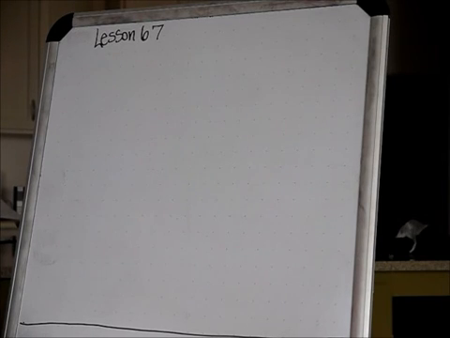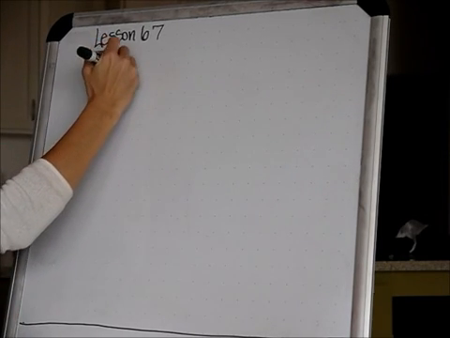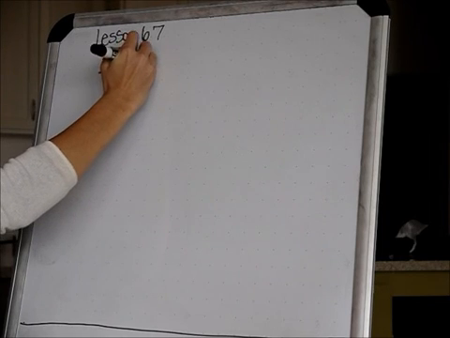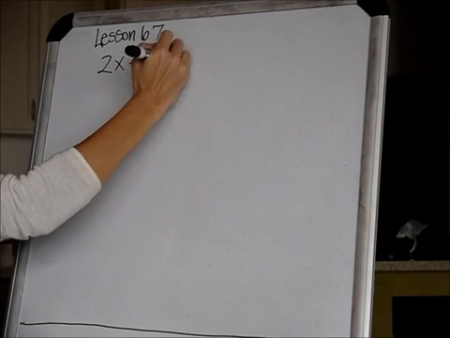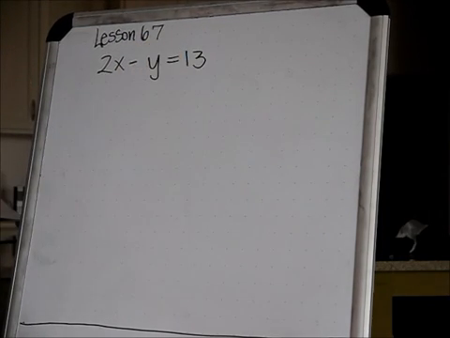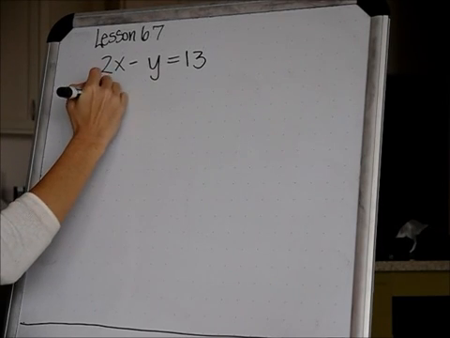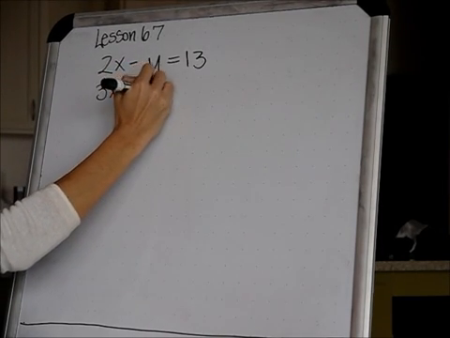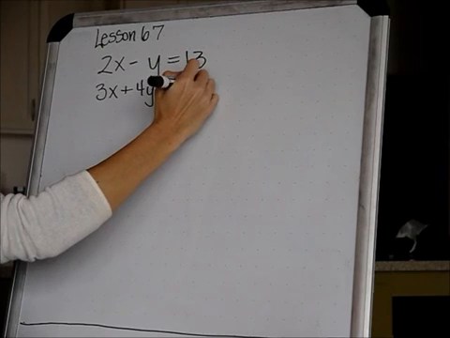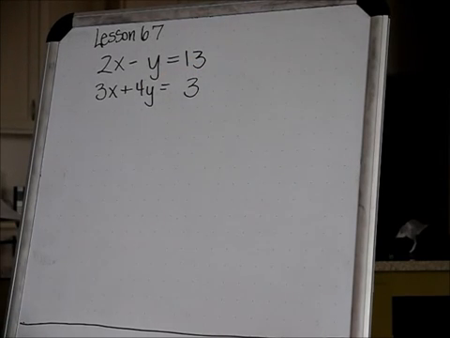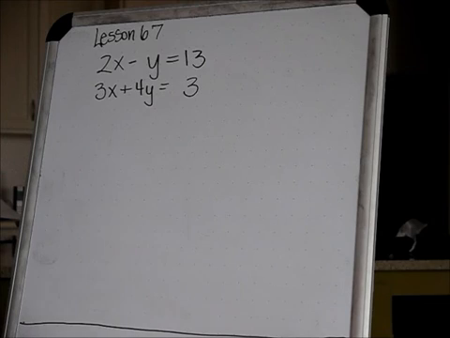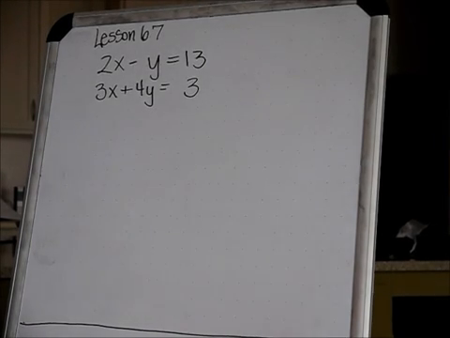All right, we're going to look at example 1. I do think this is in your notes. 2x minus y equals 13, right? And 3x plus 4y equals 3. Is that what you have in your notes?